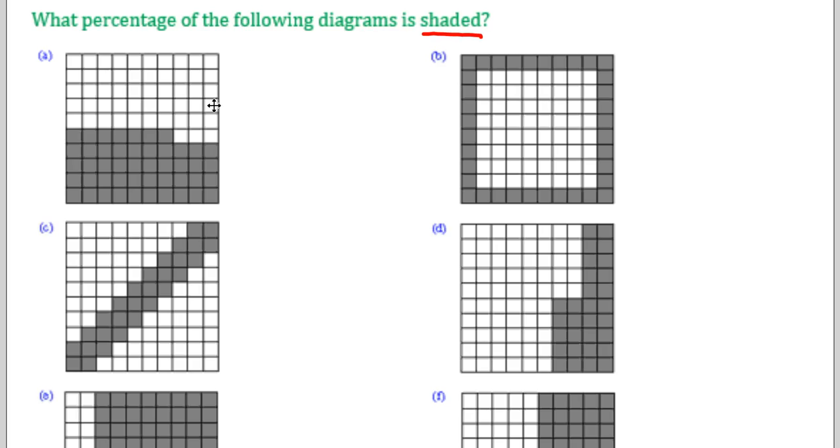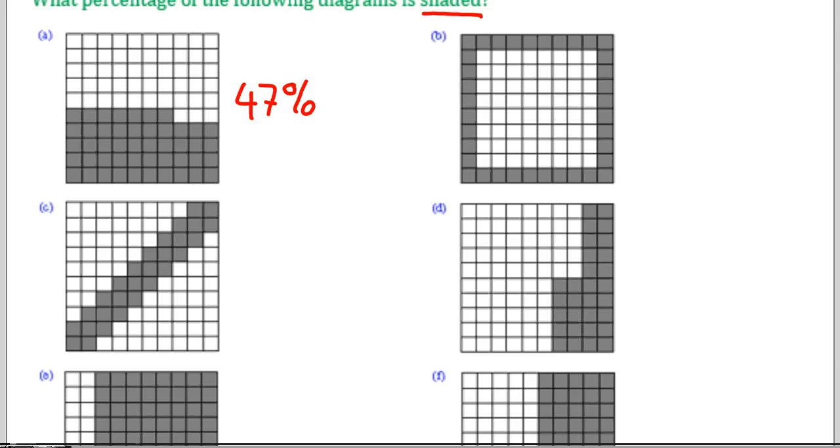Okay, so shaded. These are out of 100 already, so we just need to work out what percent. How many are in each row? That's right, there's 10. And how many rows do we have? We have 4. So how many in these 4 rows? There would be 40, plus the little remainder: 1, 2, 3, 4, 5, 6, 7. So what would this be as a percent? That's right, it would be 47%. Feel free to pause and try these ones for yourself now, and then you can scroll ahead to where I've written the answers, and check them.